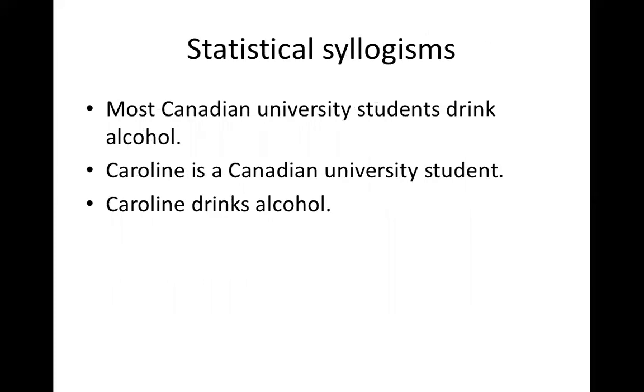Then we have the statistical syllogism. Most Canadian university students drink alcohol. Caroline is a Canadian university student, therefore Caroline drinks alcohol. This one is like the argument that 95% of men are honest, Peter is a man, therefore Peter is honest. Instead of 95% of Canadian university students, we use the words most Canadian university students drink alcohol. So you see, it's still a statistical statement. A statistical syllogism is a type of inductive argument. You can never be sure that Caroline drinks alcohol because most Canadian university students drink alcohol and she's a Canadian university student. There's a chance that she doesn't drink alcohol, because she could be among the very few who don't.